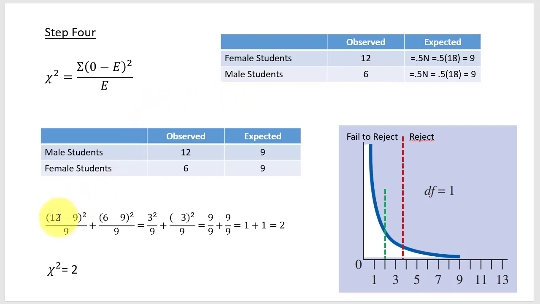When we do the math, we find that 12 female students, which is our observed number, minus the expected of 9, squared, divided by 9, plus the number of male students that we observed, 6, minus the number of male students that we expected, 9, squared, divided by 9, which is equal to 3 squared over 9 plus negative 3 squared over 9, which is equal to 9 over 9 plus 9 over 9, which is equal to 1 plus 1, which is equal to 2. Our chi-square statistic is 2.